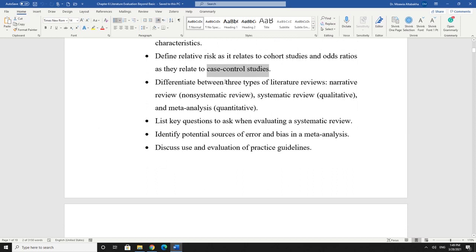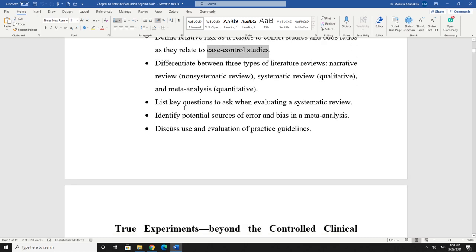You need to differentiate and describe the different types of reviews, literature reviews, meaning preparing a review article. It can be narrative or non-systematic, we call it. The second one is systematic, and it belongs to qualitative type. Then we have a third one, they call it meta-analysis, but it's also systematic, and we refer to it as quantitative reviews.